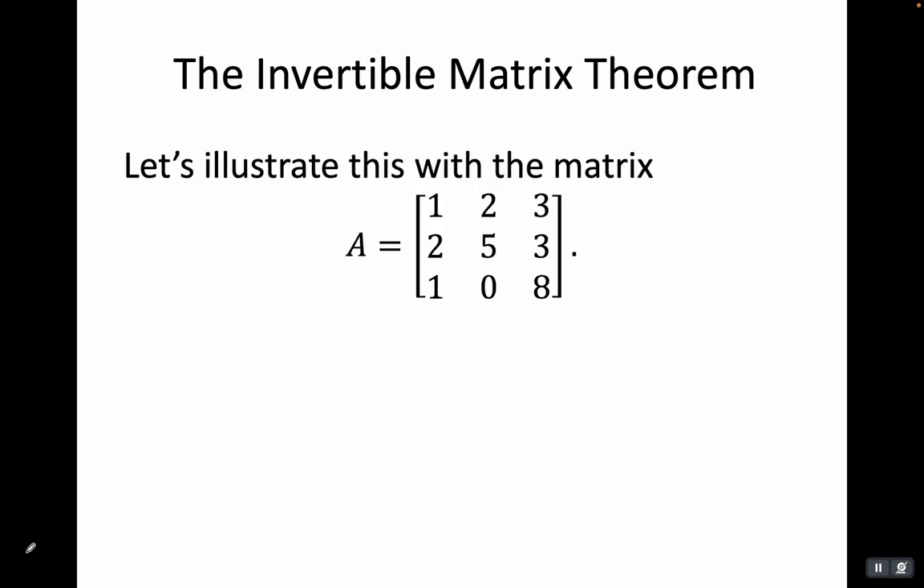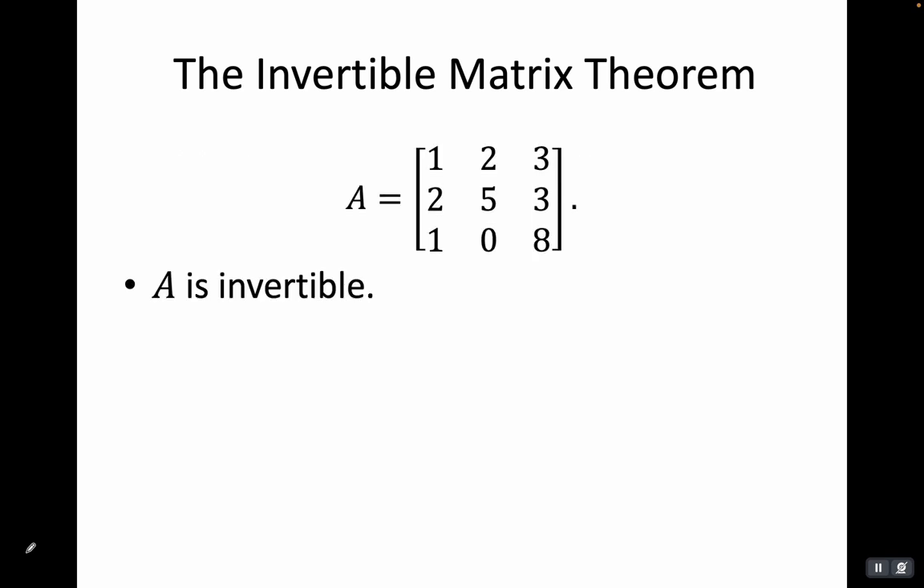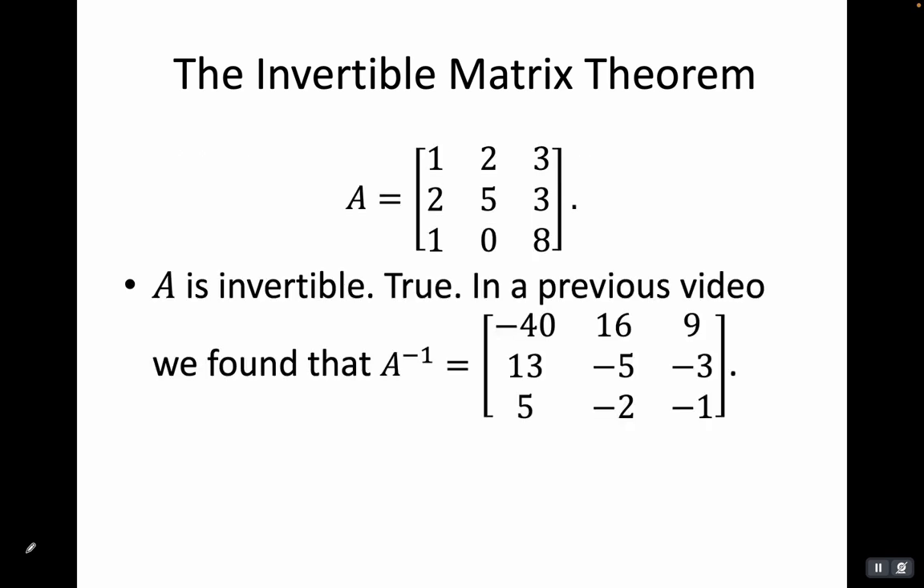Let's look at an example. Let's illustrate this with the matrix A equals 1, 2, 3, 2, 5, 3, 1, 0, 8. First, A is invertible. That's true. In a previous video, we found that A inverse is this matrix. And because this is true, all the other statements are going to be true.